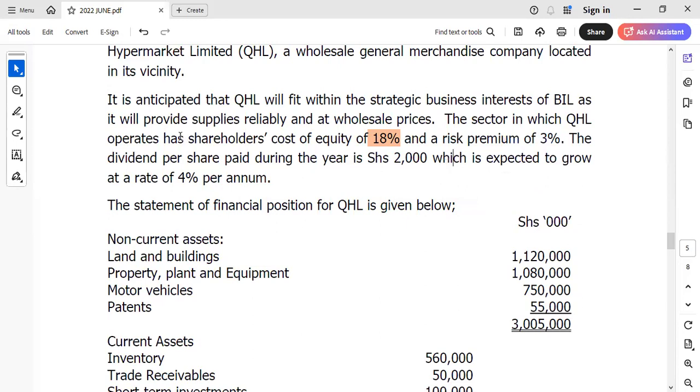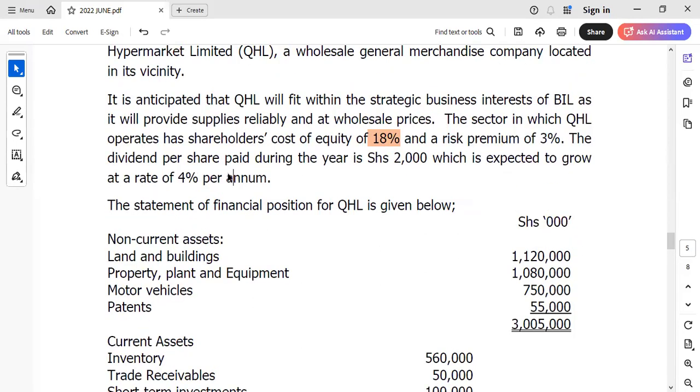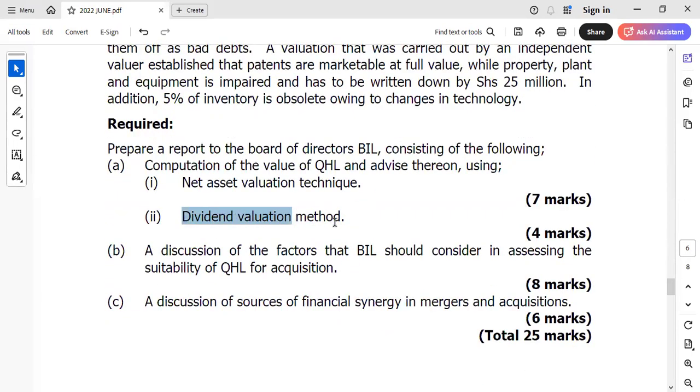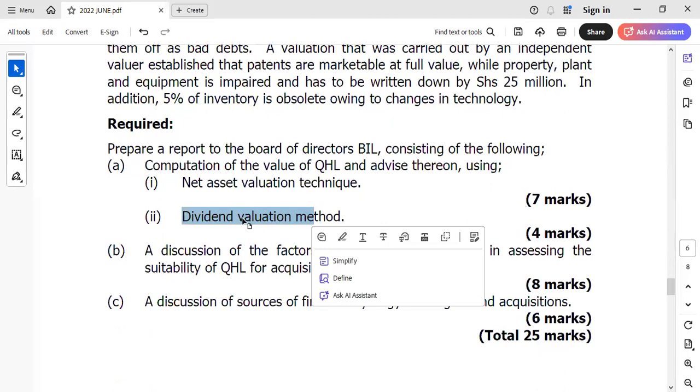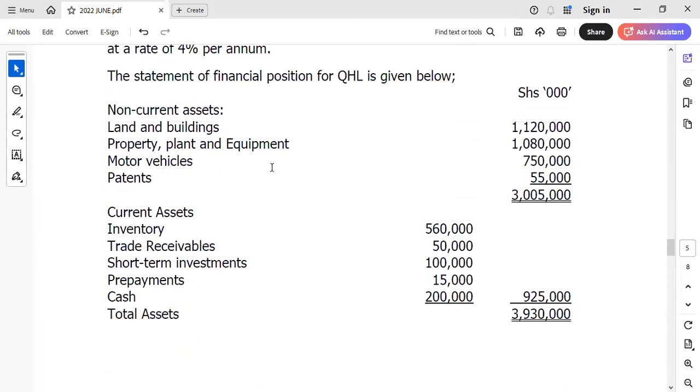of 4% per annum. You need to know where you are going to use this information. You're going to use it as you answer part Roman 2. Dividend: as you use the dividend valuation method, you will need to use this information.